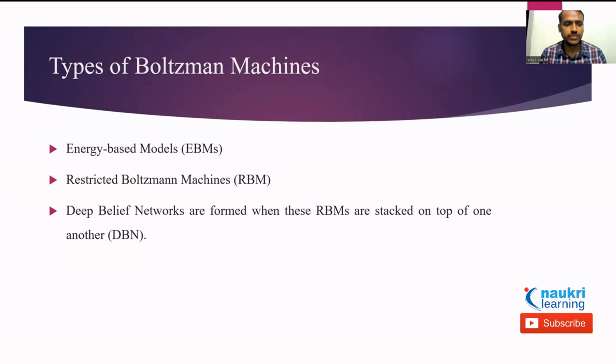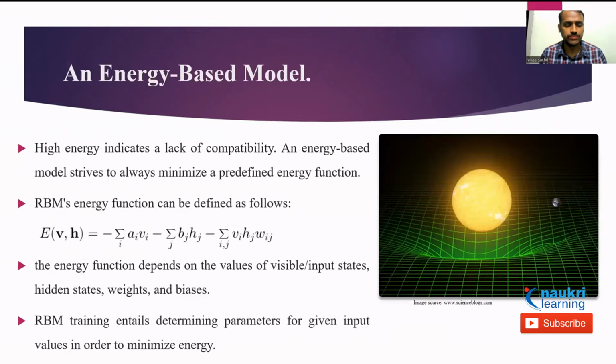Okay. So there are typically two types of Boltzmann machine. One is known as EBM, another one is known as RBM. The first one is the energy-based model. The second one is the restricted Boltzmann machine, and the third one, which is very rarely used, is known as deep belief networks, which are formed using RBMs. That is, they are stacked together. So n number of RBMs stacked are known as deep belief networks or DBN.